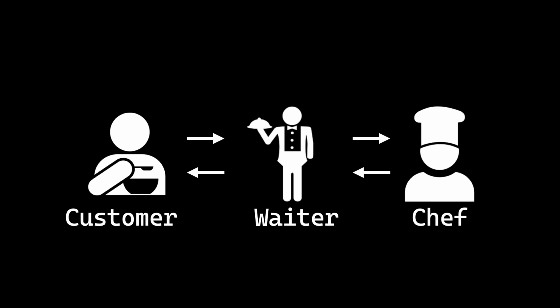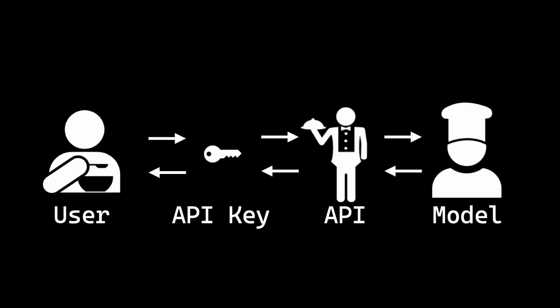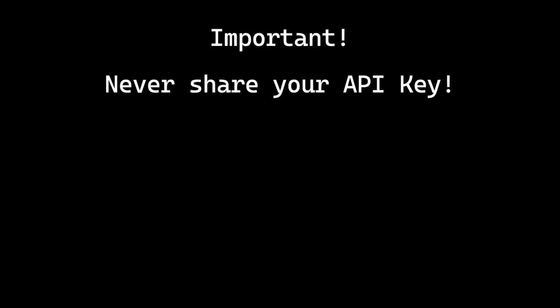So an API stands for Application Programming Interface, and following this example, the API is similar to the waiter that allows us to talk to the chef, or the model. In some cases, we will need an API key, and this is a secret key that we should not share.